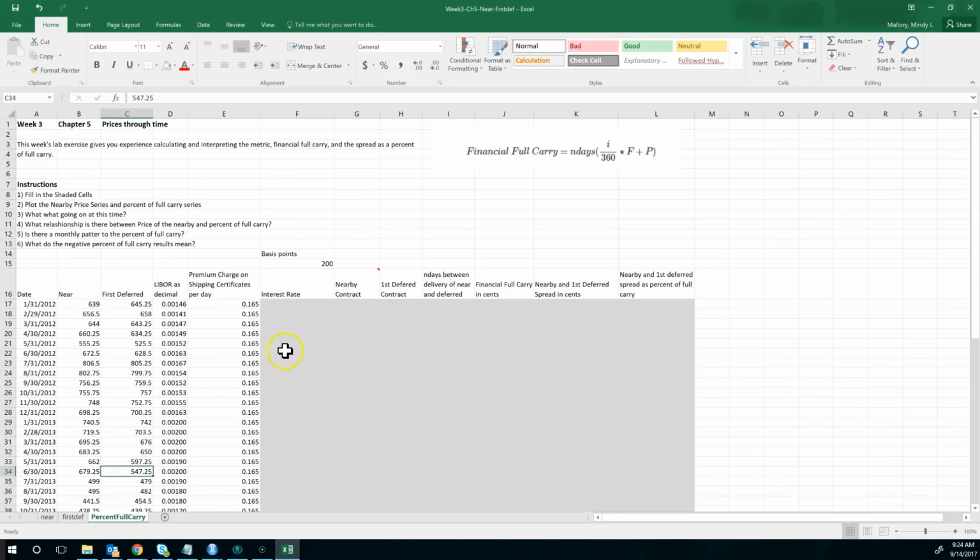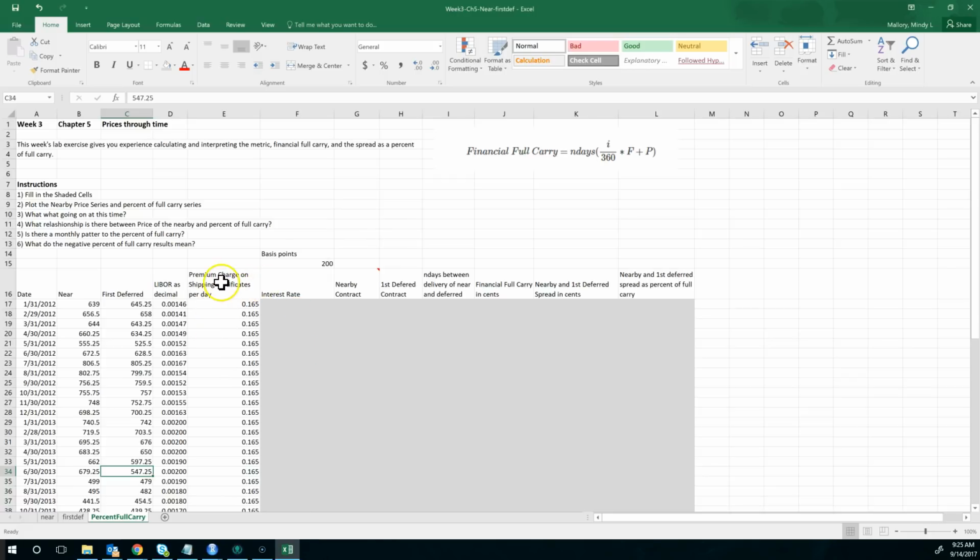You might recall this equation for financial full carry from chapter 5, and we're going to need to plug an interest rate into that. And if you remember from the text, it's commonly taken to be, just as a point of reference, LIBOR plus 200 basis points. So when we go to calculate this column, that's exactly what we'll do.